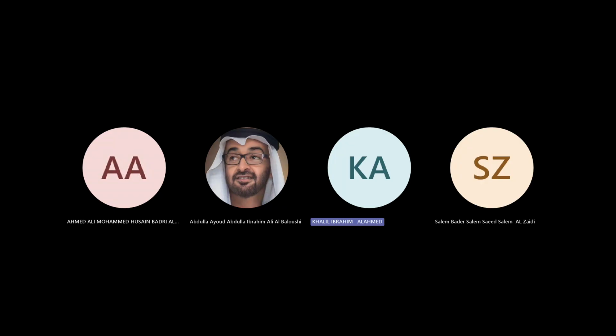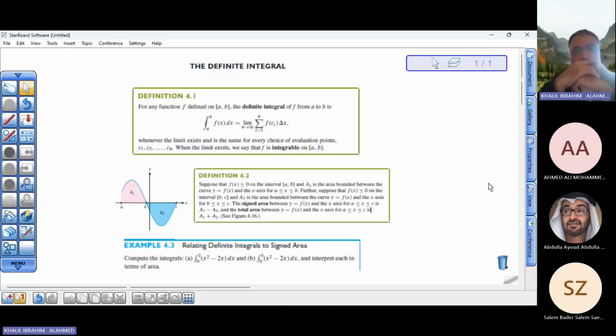Integral. This is the new lesson for today. The outcomes for today: how to compute the area under the curve using the definite integral. Yesterday we discussed how to find the area under the curve using the Riemann sum. But today we're using the definite integral.